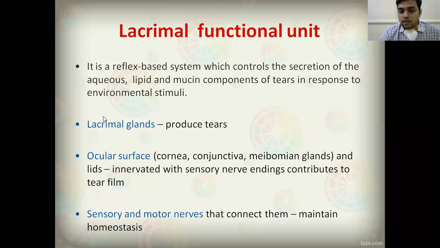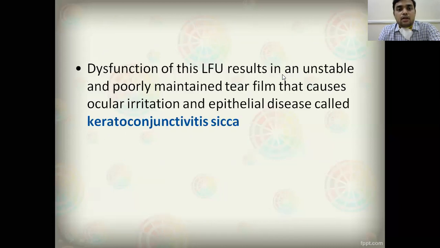So lacrimal glands produce tears, and the ocular surface, which is innervated with the sensory nerve endings, contributes to the tear film, and the sensory motor nerve connects them and maintains the homeostasis. So these three things act as a unit. That unit we call the lacrimal function unit. The normal functioning of the lacrimal function unit is important for the normal production of the tears. So if there is any dysfunction of the lacrimal function unit, it results in an unstable and poorly maintained tear film that causes ocular irritation and epithelial disease called keratoconjunctivitis.